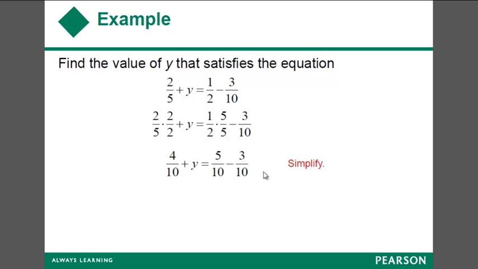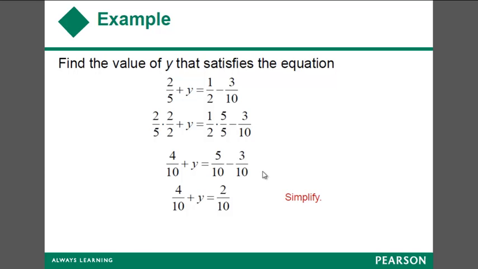Now that I have a common denominator for everything, I can subtract and simplify the right hand side of the equation. 5 tenths minus 3 tenths gives me 2 tenths. So I have 4 tenths plus y is equal to 2 tenths. I want to isolate y, or get y by itself, so I want to move the 4 tenths to the other side. How I do that is I'm going to add the opposite of a positive 4 tenths.